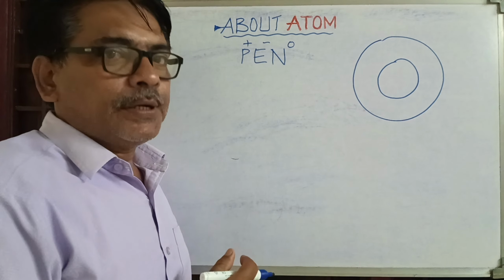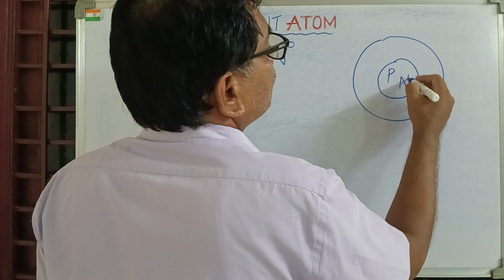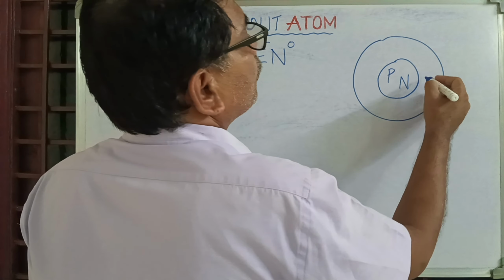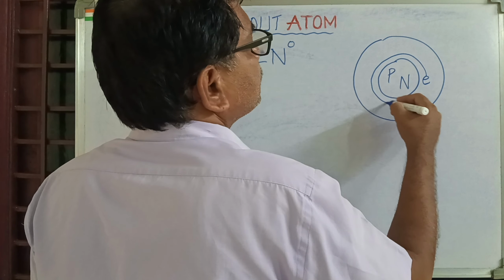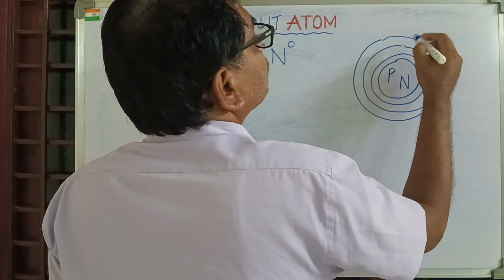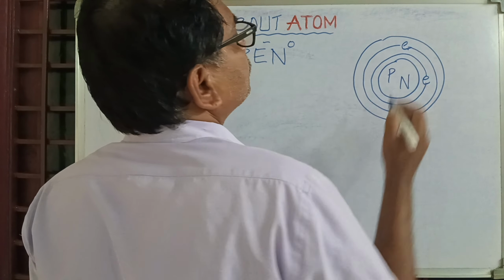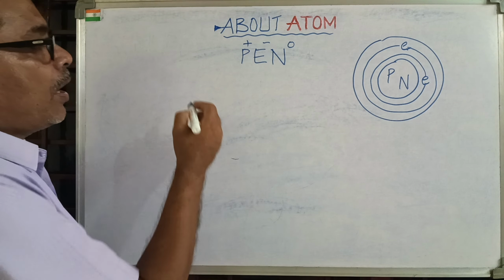Now we will see their placement. Protons and neutrons are placed inside the nucleus, and electrons are present outside the nucleus in definite orbits, which are also called shells. We will come to know this in Bohr's model. Meanwhile, some more things about the atom.